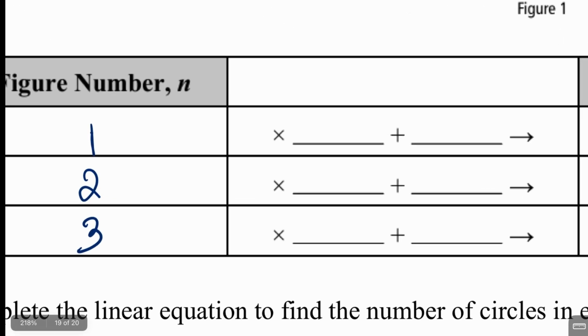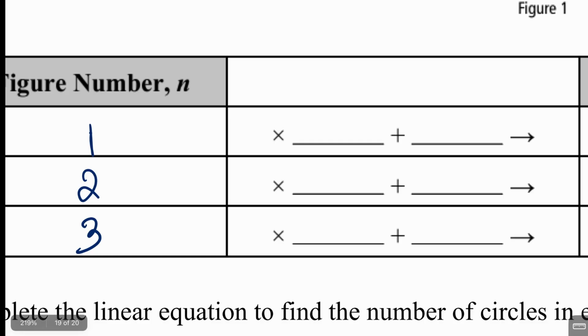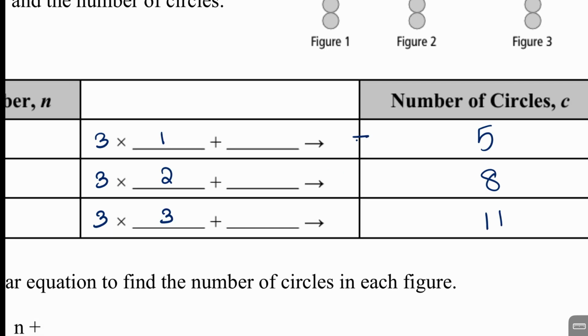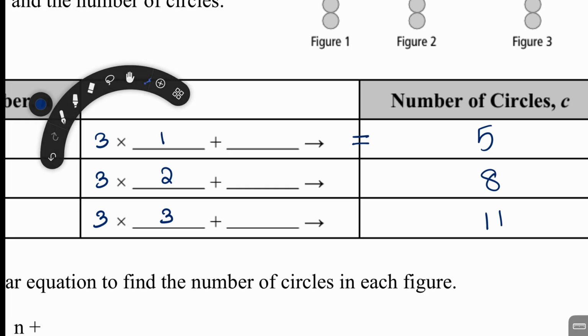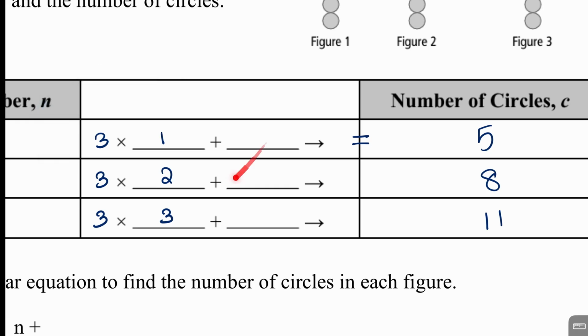I'm writing the common difference over here: 3, 3, 3. And I'm writing the figure numbers here: 1, 2, 3. Now imagine this is an equation. This is my right hand side and this is my left hand side. Check whether the equation is balanced on both sides. My right hand side is 5, my left hand side is 3 times 1. It's not equal to 5. 3 times 1 is 3. So I have to add 2. 3 plus 2 equals 5. Now the equation is balanced on both sides.